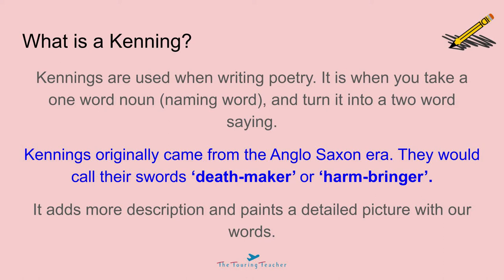Kennings originally came from the Anglo-Saxon era. They would call their swords Deathmaker or Harmbringer. Oh my. It adds more description and paints a detailed picture with our words. Kennings can be used to describe everyday nouns like people, places, animals, or objects, and we use two words to describe that noun. Here are some examples of some one-word nouns and some Kennings to describe them.